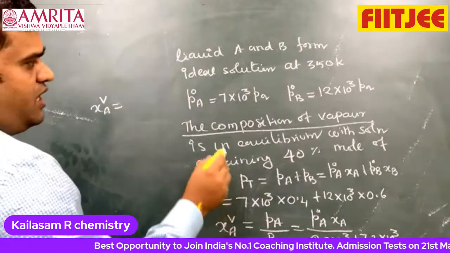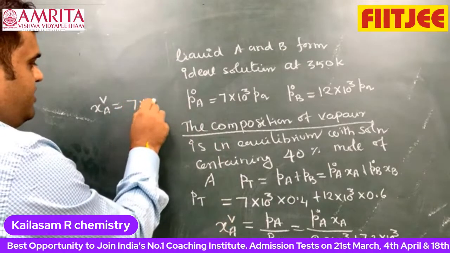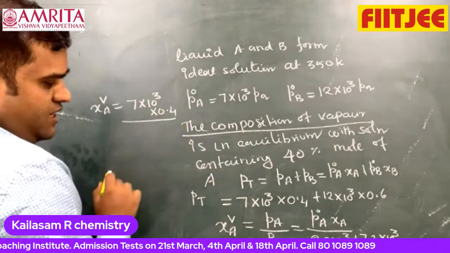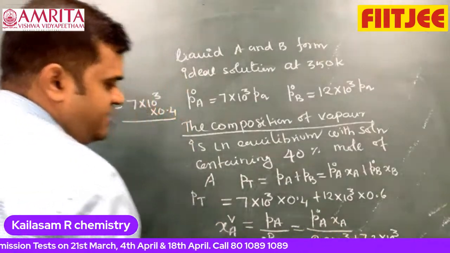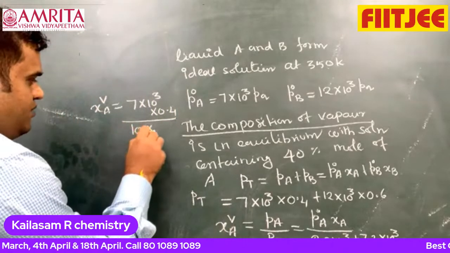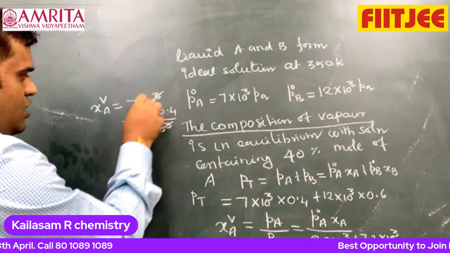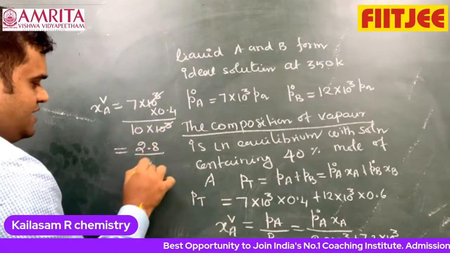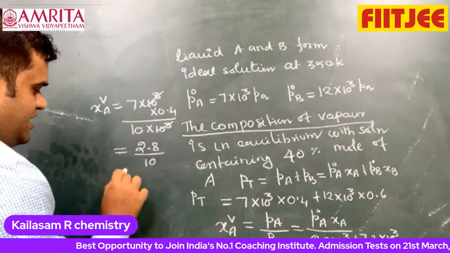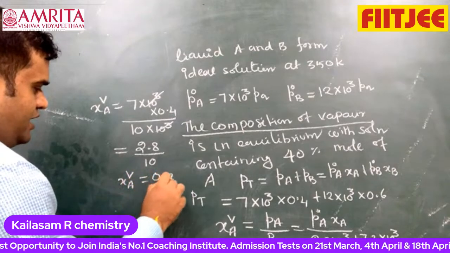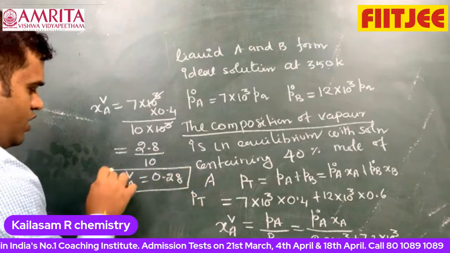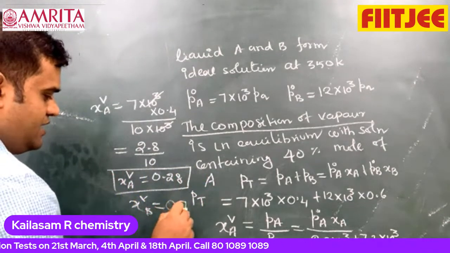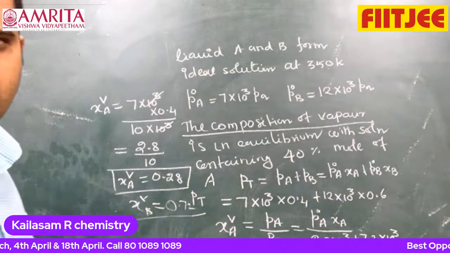XAV is equal to P naught A, 7 into 10 power 3, times the mole fraction 0.4, divided by 7.2 plus 2.8, which is 10, so 10 into 10 power 3. Cancel it off. Now what I am going to have is 2.8 by 10. Therefore XAV is 0.28. What about XBV? We get 0.72. That's the answer.